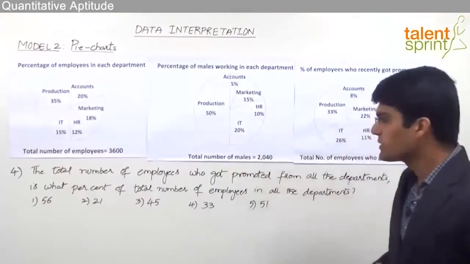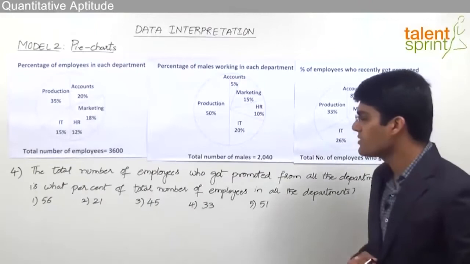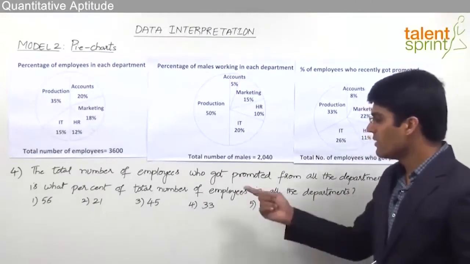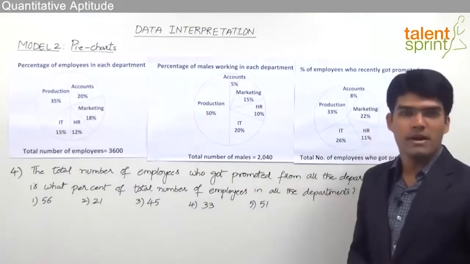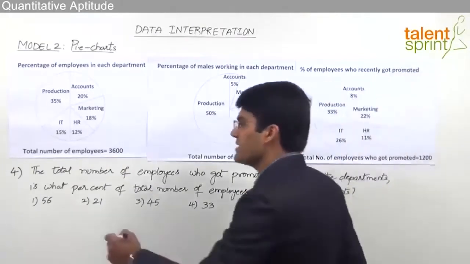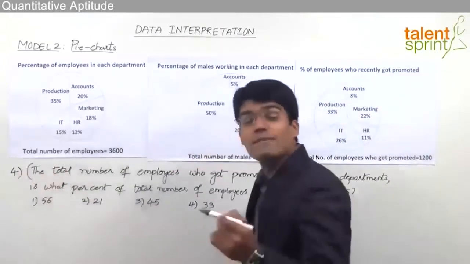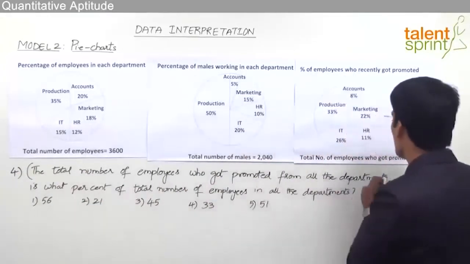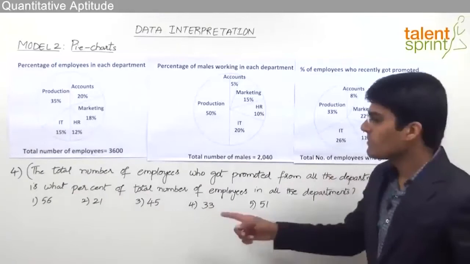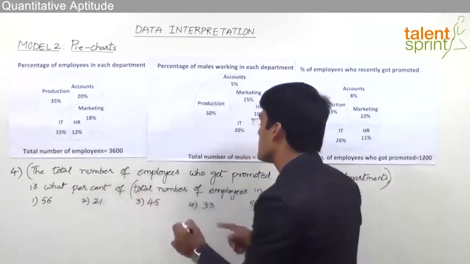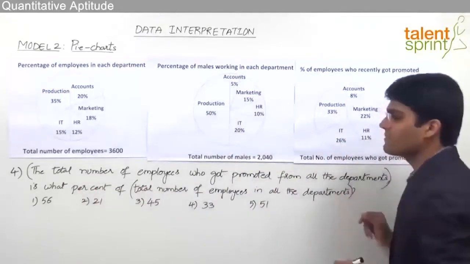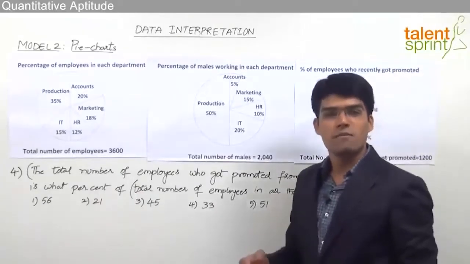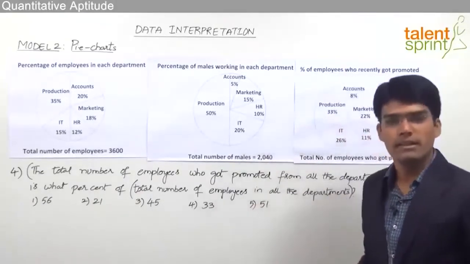Let us now take the fourth question. The total number of employees who got promoted from all the departments is what percent of the total number of employees in all the departments? As you can see, the question here is in the form of X is what percent of Y. The total number of employees who got promoted from all the departments is X, and the total number of employees in all the departments is Y. We know that X is what percent of Y should be taken as X by Y into 100.